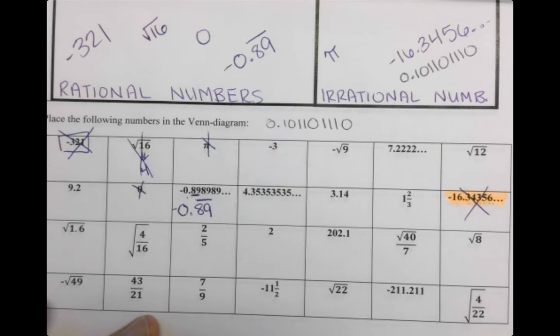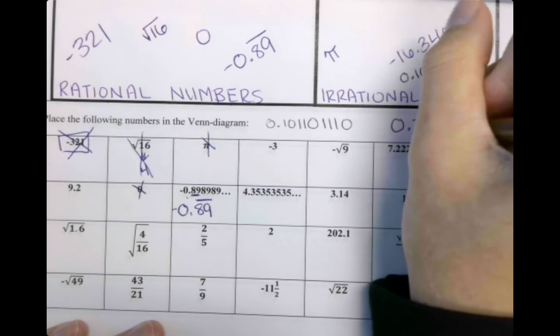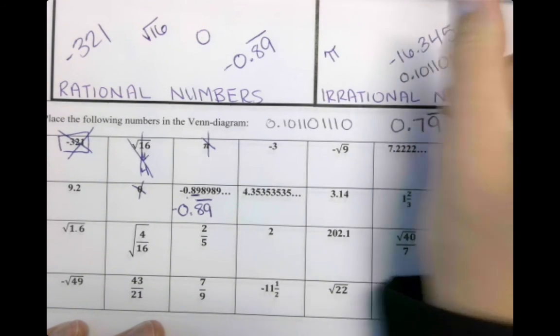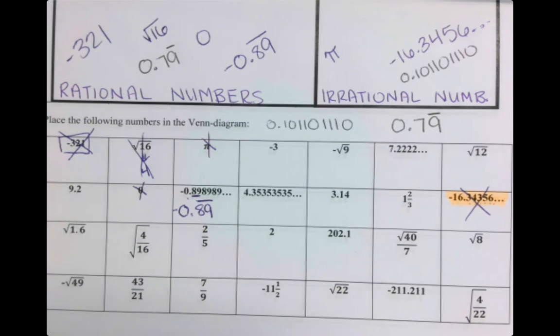Whereas if you saw something like this, 0.79 with a line over it, right? This is a repeating number. Even though the whole thing doesn't repeat, right here repeats, and it's telling you that. So that is rational. So those are probably the two hardest things that you don't always see, but are very, very important.